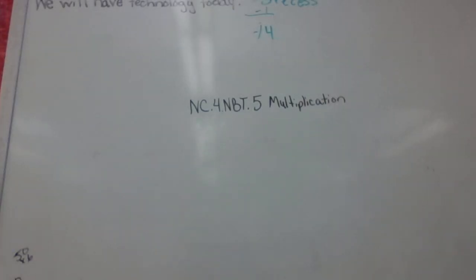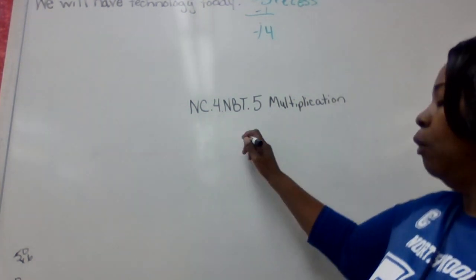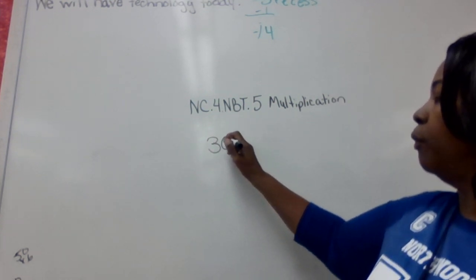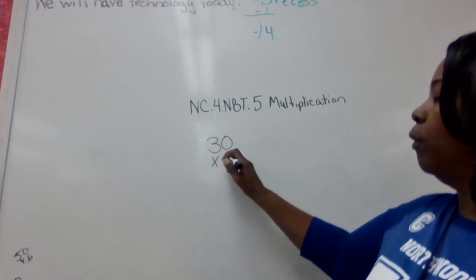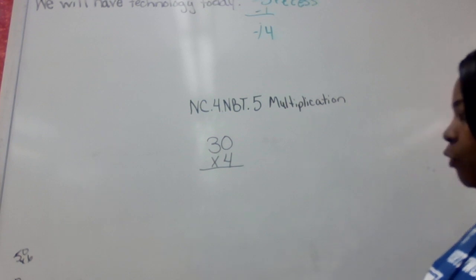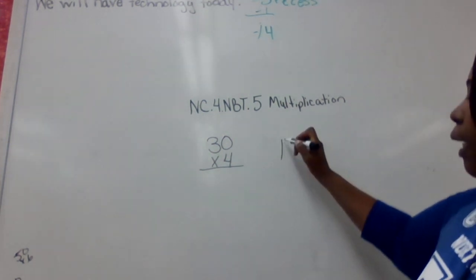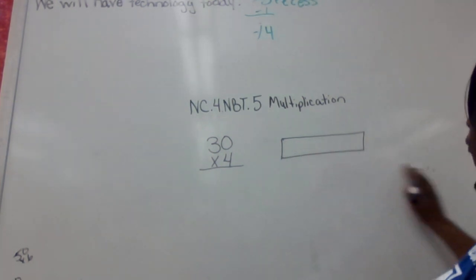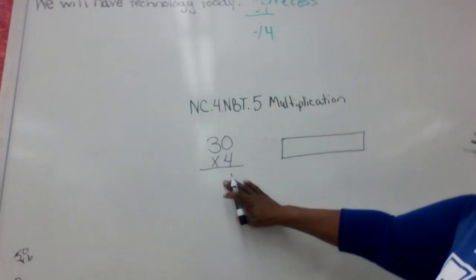Great day. We're working on the North Carolina fourth grade NBT.5 standard, which is multiplication, and we're starting off the new module with times 10. So we do 30 times 4. This is called the standard algorithm. That's the term that is given to it. And we're also going to learn the area model side by side with the standard algorithm.